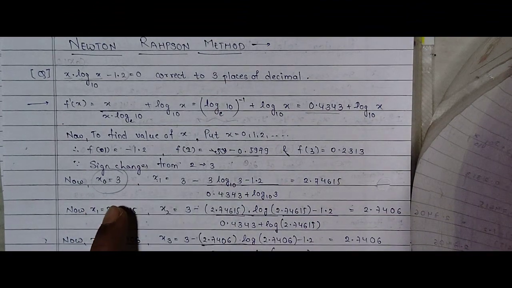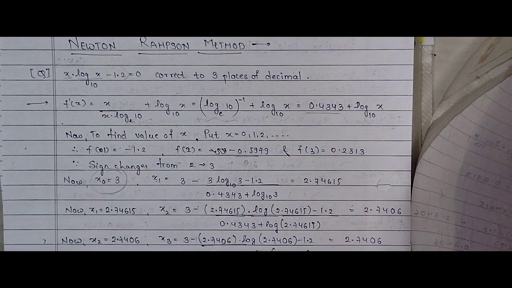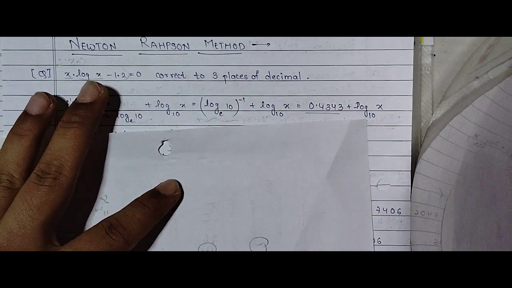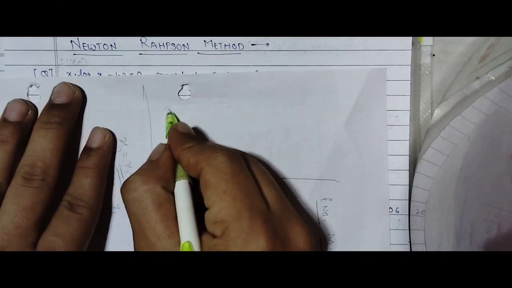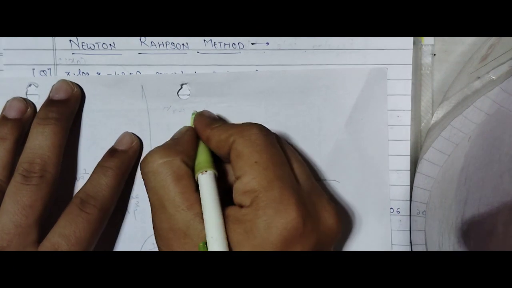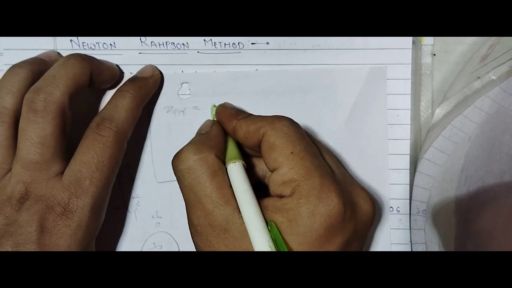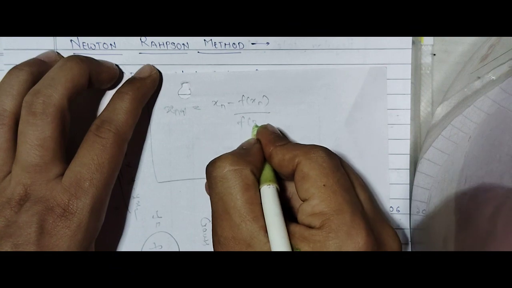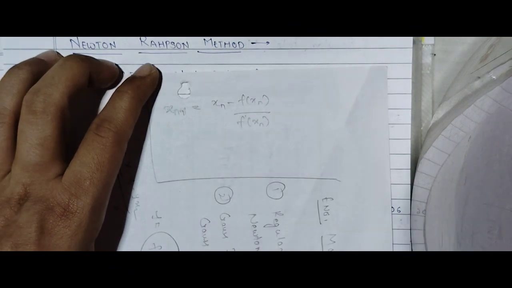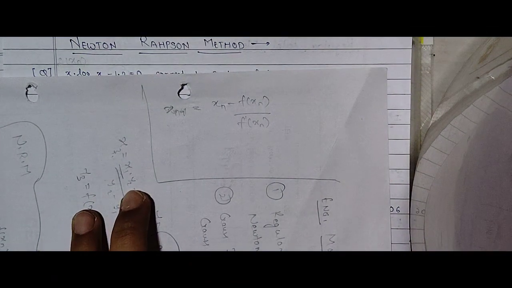So by using the formula, that is x n plus 1, here I will be using that formula. So what was our formula? Our formula was x n plus 1 equals x n minus f of x n upon f dash of x n. I hope guys it is clear to you.